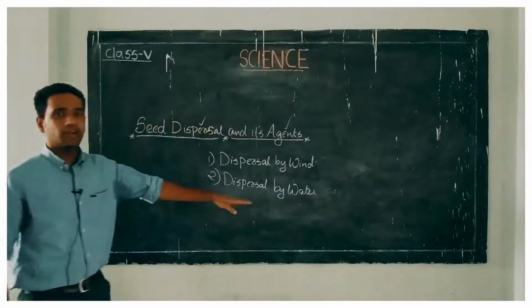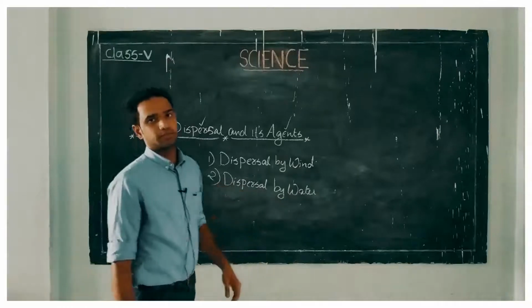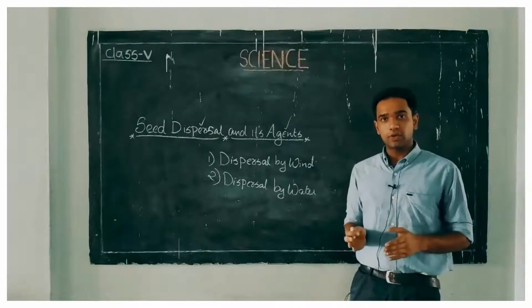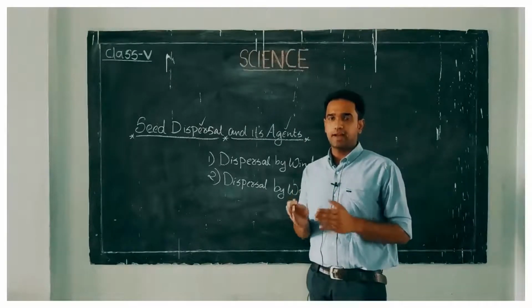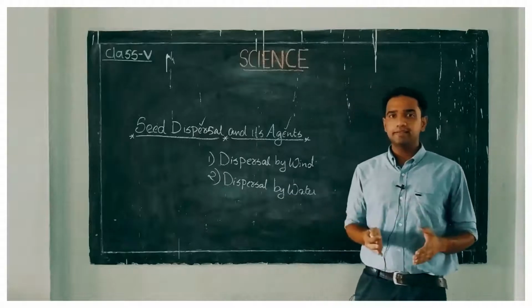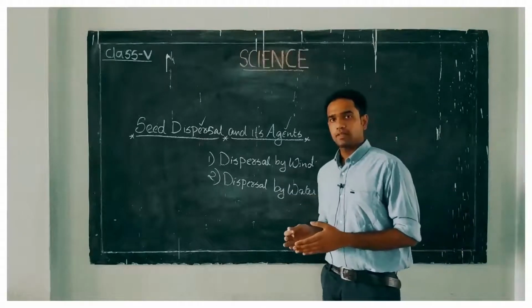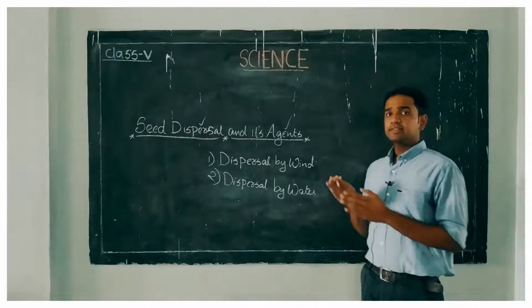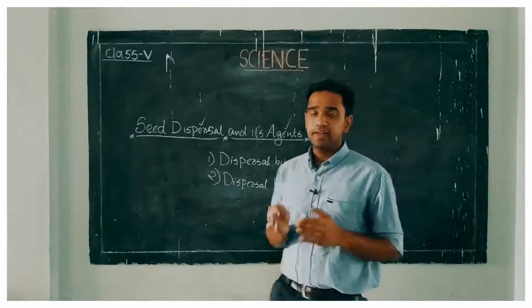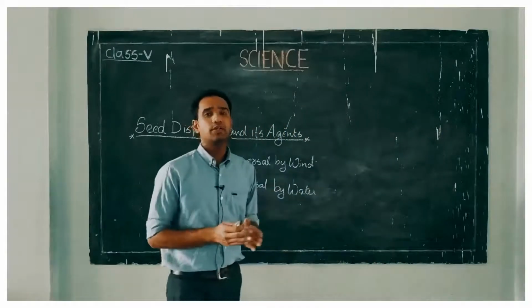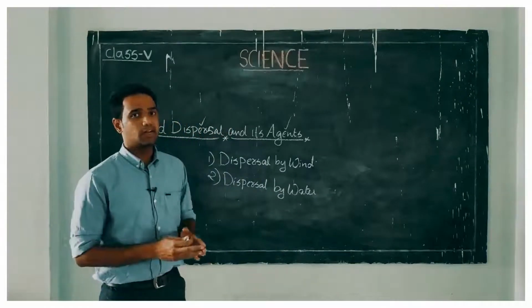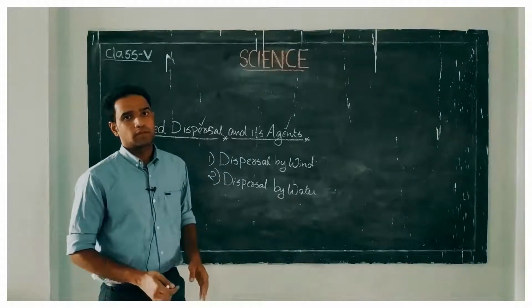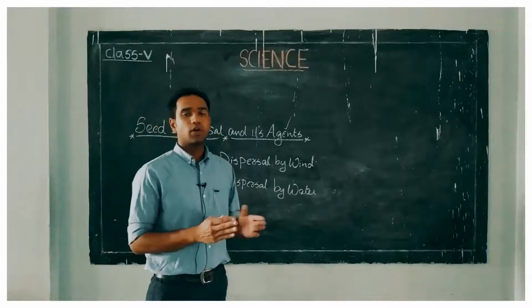Second one is dispersal by water. Usually seeds of the plants which are grown near water bodies like rivers, lakes, ponds, etc. get dispersed by water. Just say for example, coconut and lotus.